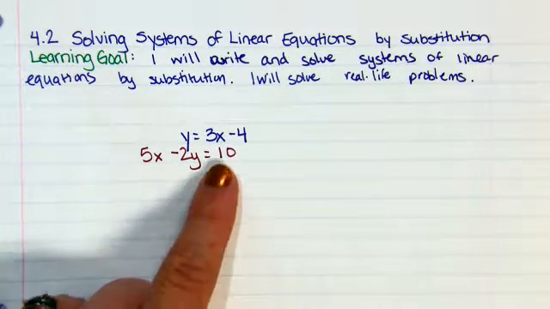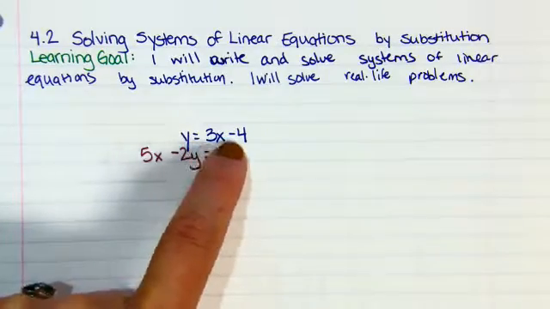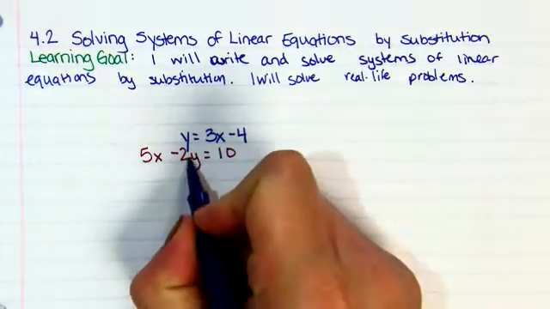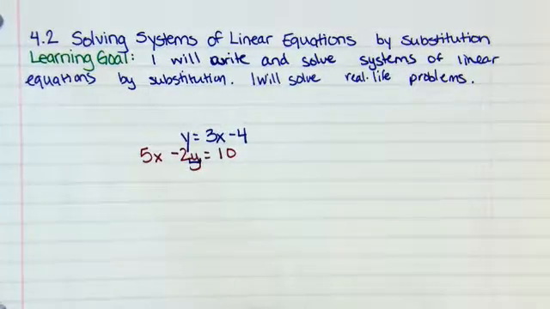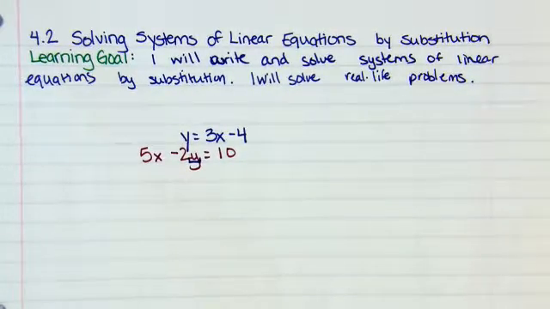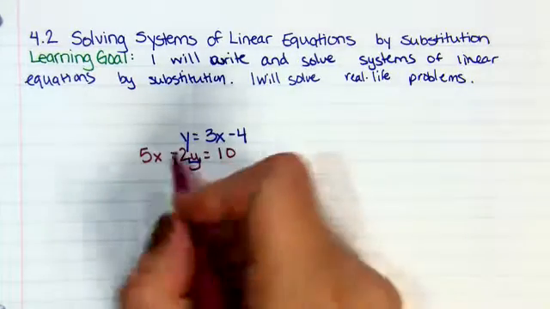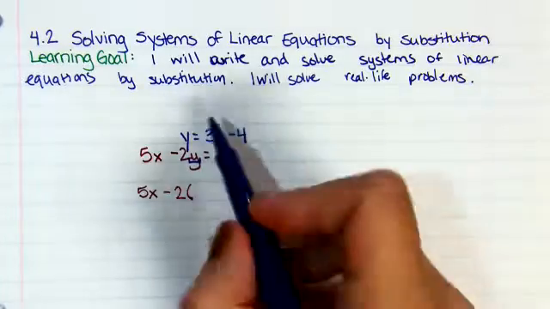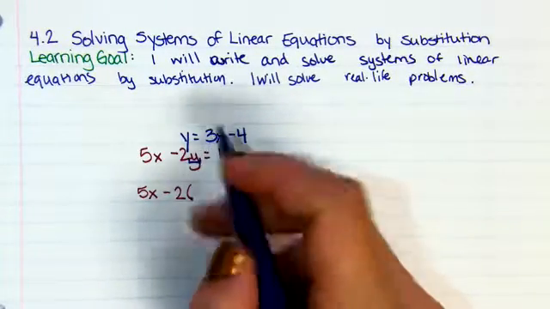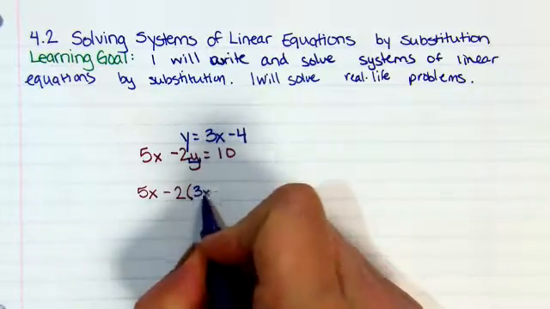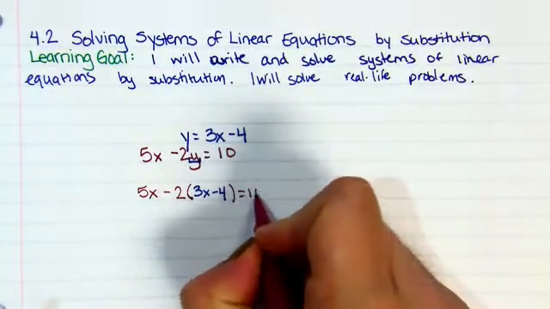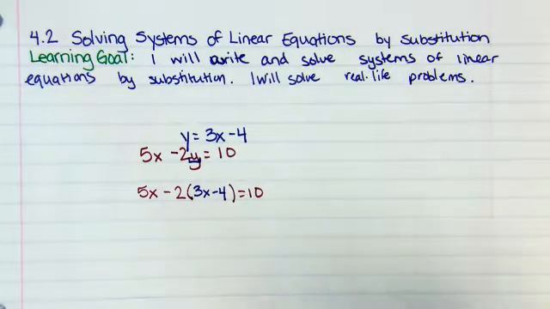So what I want to do here, because I know that y equals 3x minus 4, I'm actually going to substitute that into my other equation for the y variable. So I'll write the first part the same, 5x minus 2, and this is where I'm going to substitute the 3x minus 4 in for y. And that equals 10. So that's where my substitution is used.